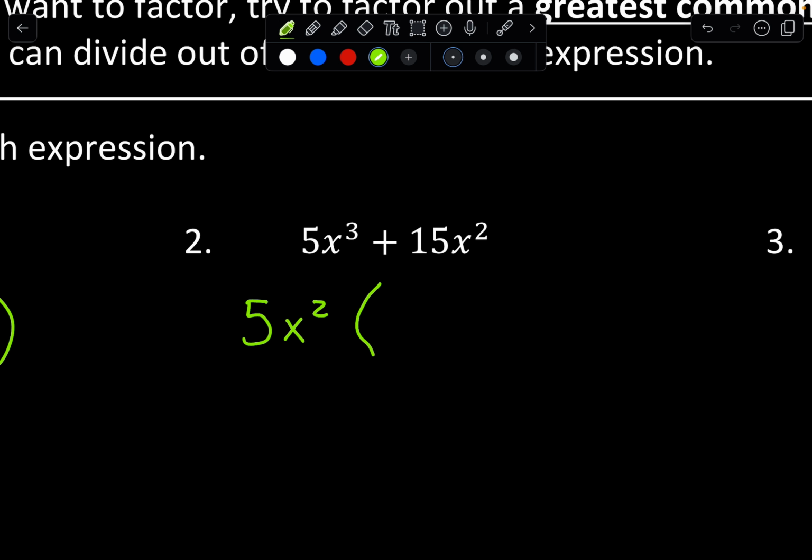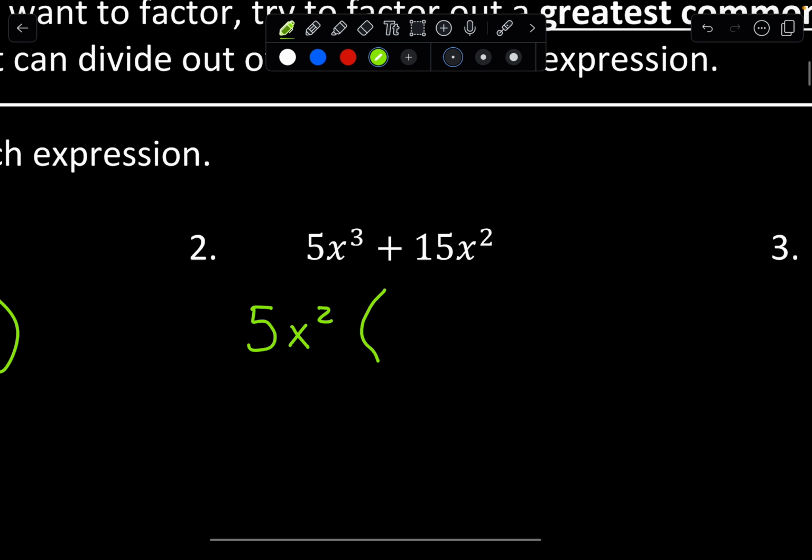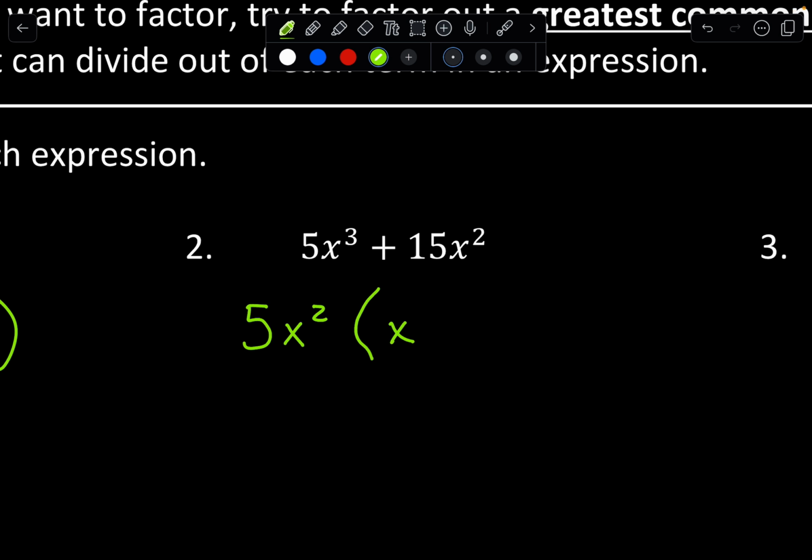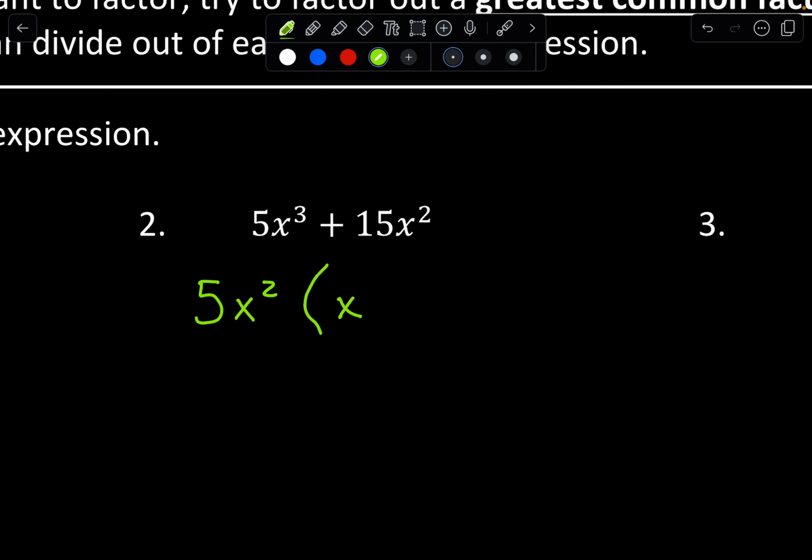So the question here is, what do I take times 5x squared to get 5x cubed? The only thing we're missing there is an x, right? If I take 5x squared times x, it's going to give me 5x cubed. Same thing with the second one. What do I take times 5x squared to get 15x squared? In this case, that's going to be a plus 3. Again, you can always double check by distributing it back through and make sure you get the original problem there.